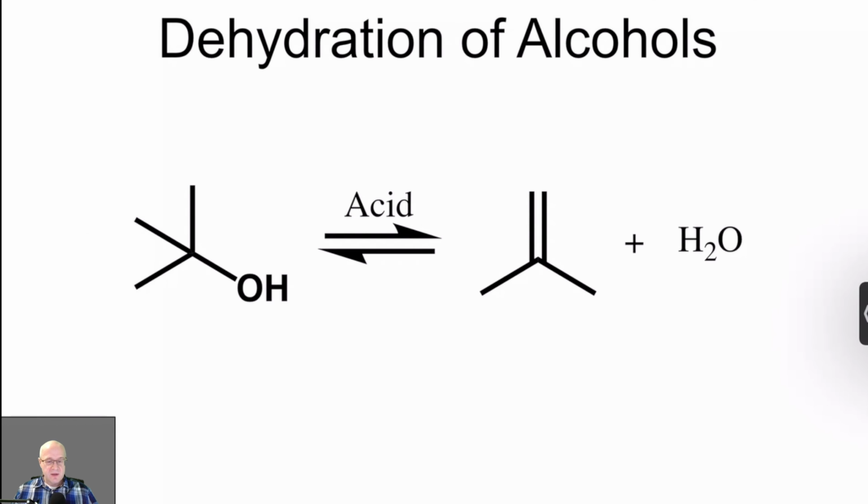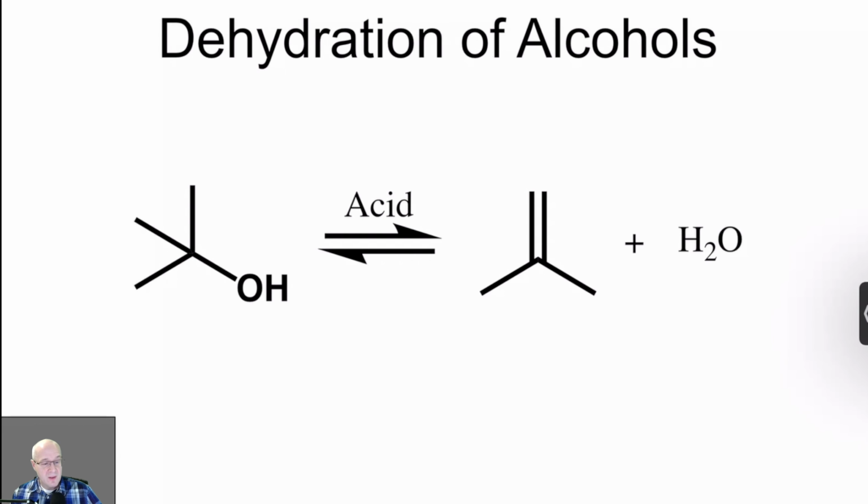Dehydration of alcohols. Now, one of the best ways, at least in my opinion, to make alkenes is by dehydrating alcohols. Very simple. Notice you have your alcohol, some kind of acid will give you an alkene plus water. One thing you need to notice though, this is reversible. So if you don't have any water and a bunch of acid, the alcohol will dehydrate to the alkene. If you have an alkene, a bunch of water, and an acid, the alkene will convert to the alcohol.